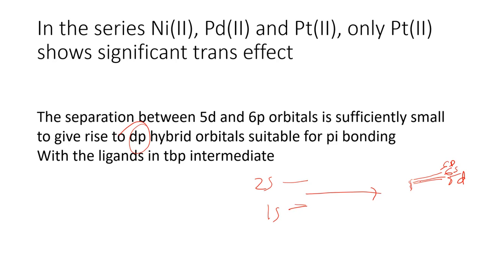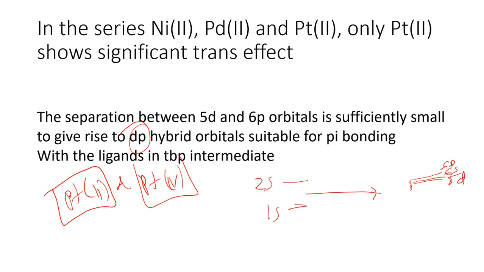Okay, we want to mention another example, between platinum 2 and platinum 4. We just want to mention which metal ion is more prone to show the trans effect. See, for example, this is platinum 2 and this is platinum 4. Now the overall positive charge density is very high in platinum plus 4 rather than in platinum plus 2.